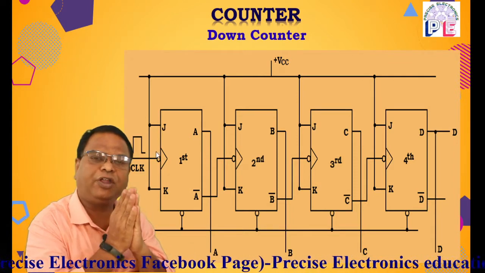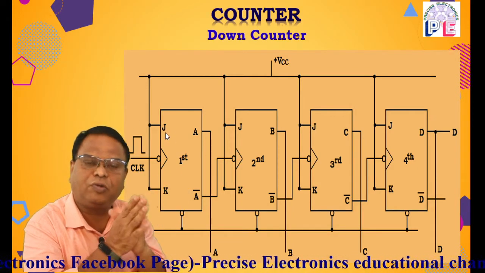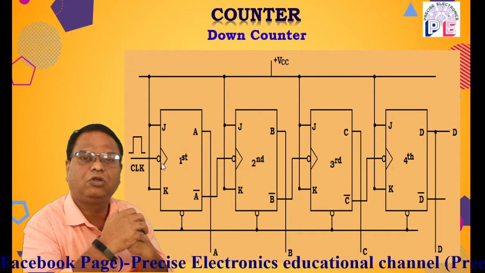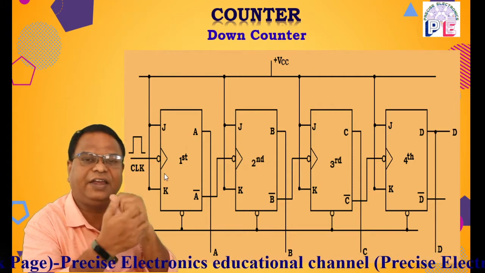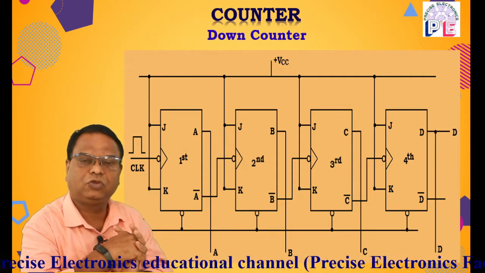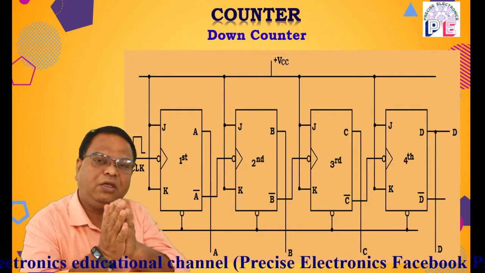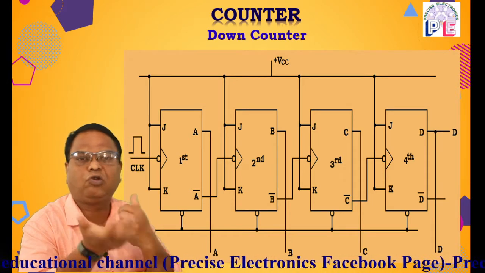The clock input is applied to the clock input terminal of the first flip-flop. All these flip-flops are negative edge triggered JK flip-flops, because the bubble indicates negative and the triangle indicates the clock, so it is a negative edge triggered JK flip-flop. In this case, A drives B, B drives C, C drives D. So it is also a ripple counter.